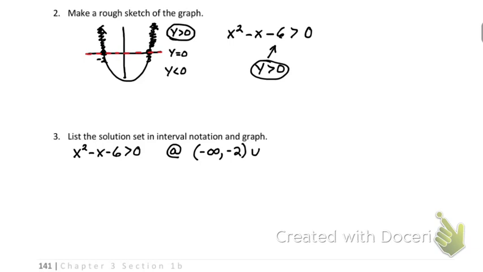Well, then it picks back up at 3. And any number bigger than 3 x value-wise is going to work for this. So it's 3 to infinity.